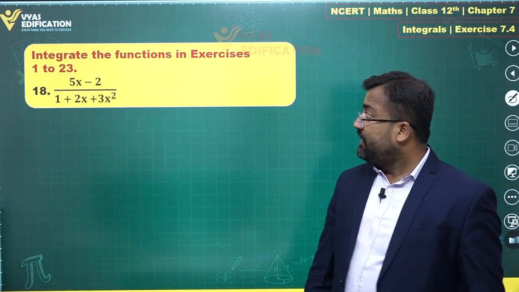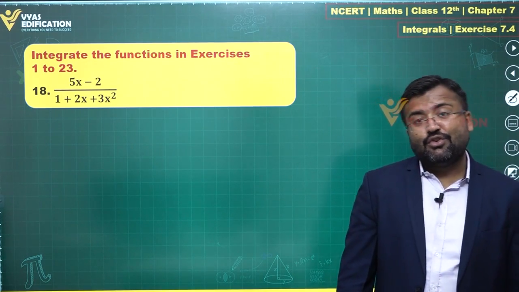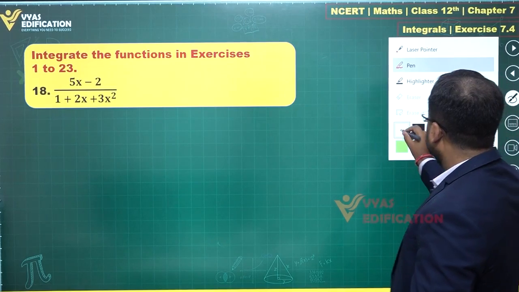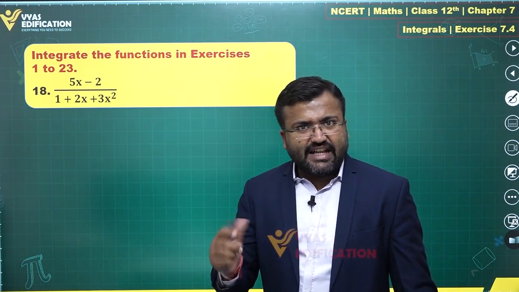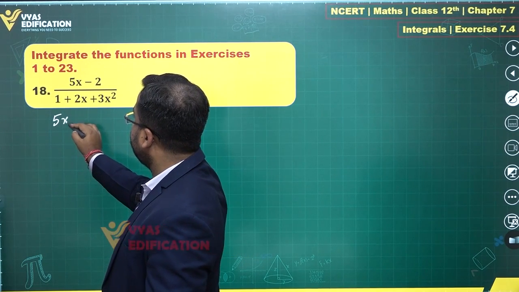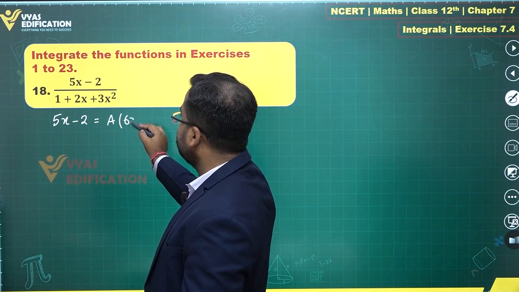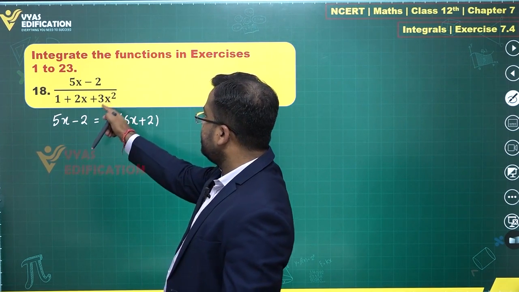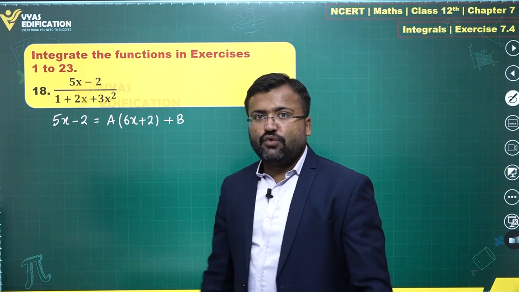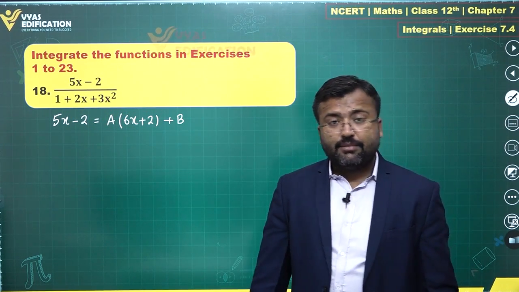In the 18th question, we have linear upon quadratic, and once again the approach that we want to follow over here is to write that linear as a sum of one term which is having the derivative of the denominator and another term which is a constant. So this numerator 5x minus 2 will be written as a times the derivative of the denominator, which is 6x plus 2. Can you observe? 6x plus 2, plus b. And since this is true for all values of x, one idea is you can substitute some value of x to get a and b.